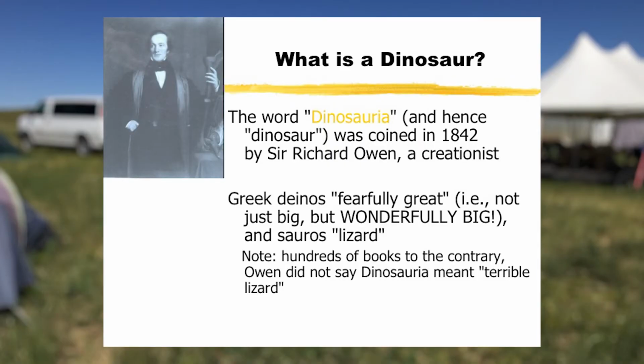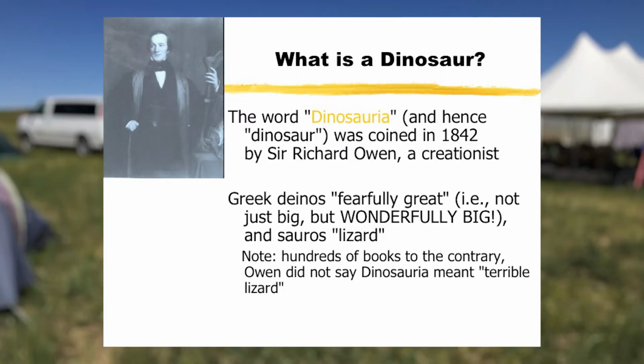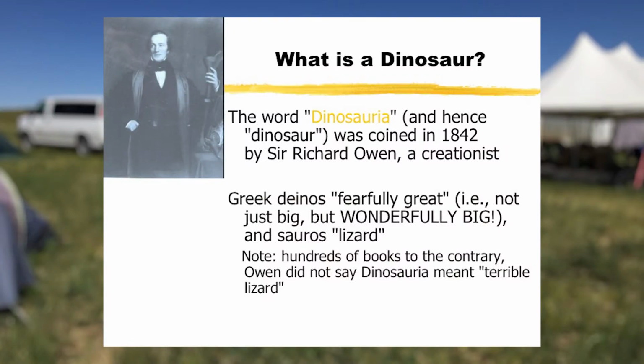The word dinosaur came into existence in 1842. So if you lived before 1842, you would not have known what to do with bones that we're finding on the ranch. You would have had to say, we don't know what it is. But Sir Richard Owen, who was a creationist, coined that term in 1842. He was a very famous scientist, known as the Aristotle of the 19th century, and he was well respected. And the fact that he was a creationist grated on some people who were espousing evolution. The Greek word dinos means fearfully great, not just big, but wonderfully big, and sauros means lizard. So a great big lizard, that's what dinosaur means.